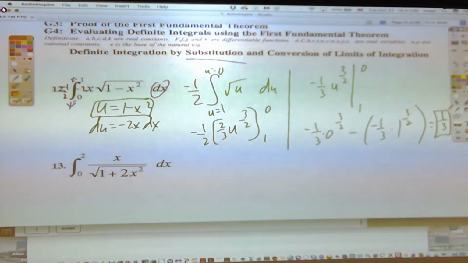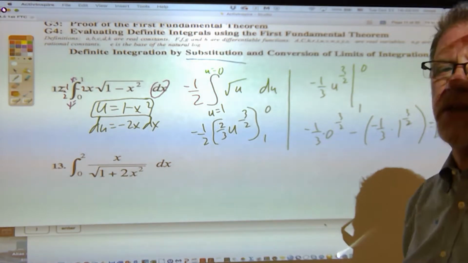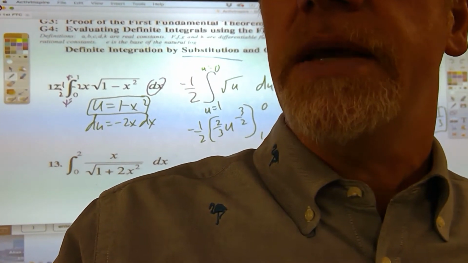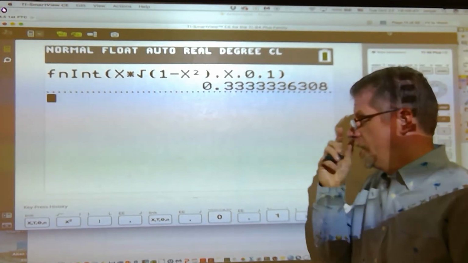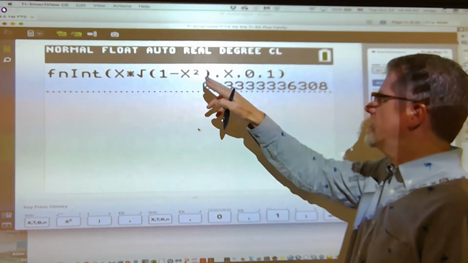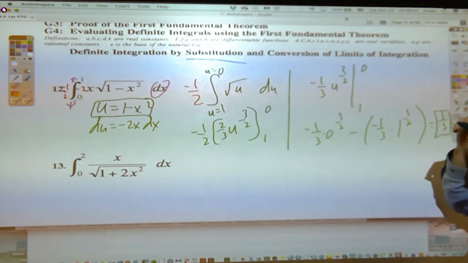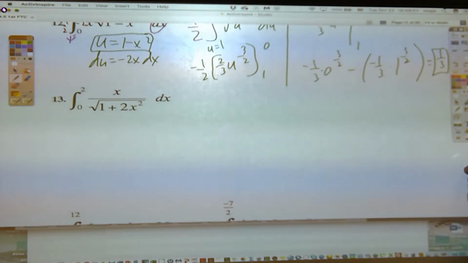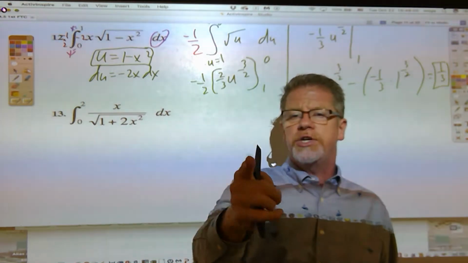Would you please take some time now to type the original problem into your calculator to see if it works? I'm going to pause it. You go ahead and type it, and then we'll see if they are the same. Okay, I typed in the original problem. It's x squared times the square root of 1 minus x squared, comma x, comma 0, comma 1. I got what it amounts to. It's pretty close to 1/3. It's actually exactly 1/3.